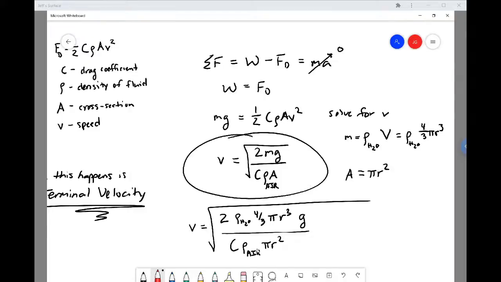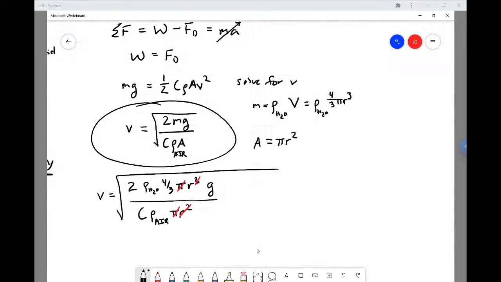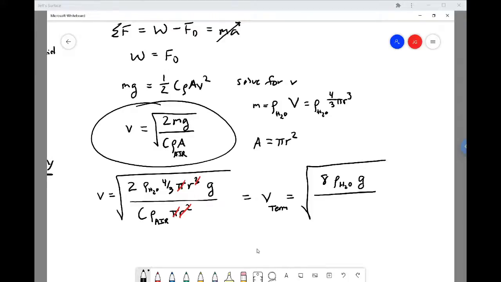So let's simplify things. We get a pi up top and down low that cancels. Two of the r's in the numerator cancel. So this simplifies to terminal velocity equals the square root of 2 times the density. Now let's multiply the 2 through. So 2 times 4 will give us 8 times the density of water times g divided by, bring the 3 down low.